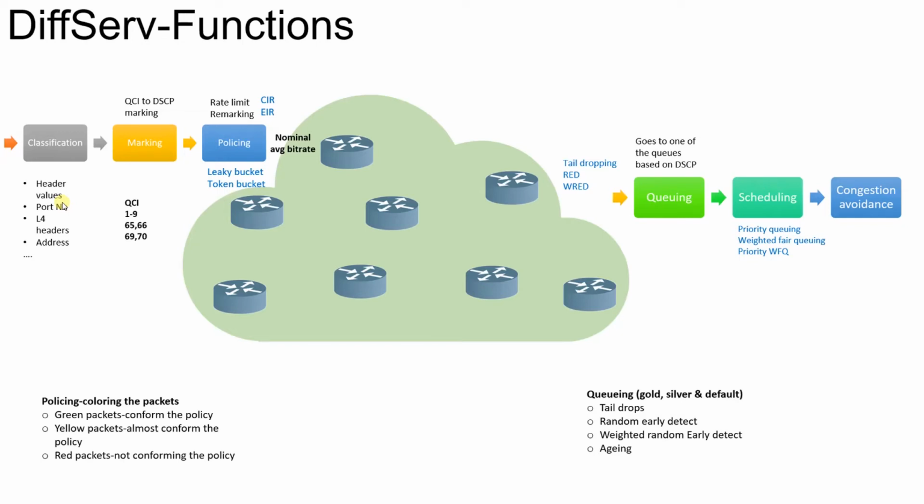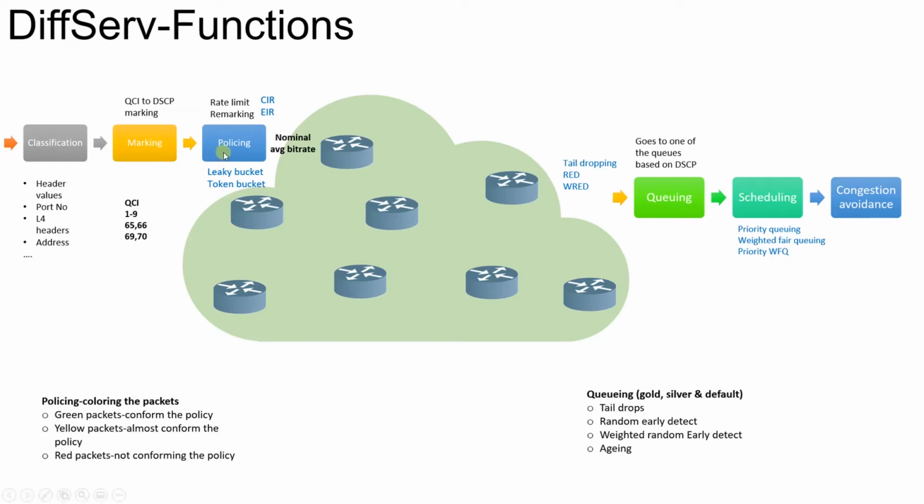And once they are classified, they are marked. They are marked with the DSCP. We will see that QoS in the later part. Marking is nothing but giving a DSCP value to each class. So that is called marking.